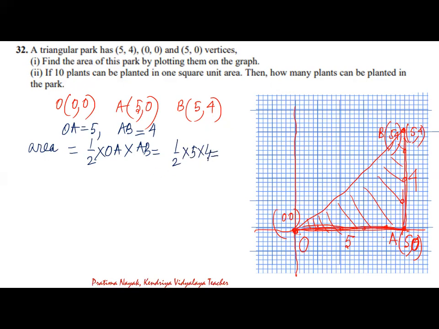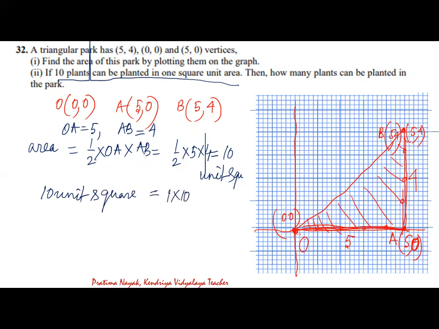How much will it be? It will be 10 square units. So 10 plants can be planted in 1 square unit. If it is 1 square unit, it can be 10 plants. So for 10 square units, how many plants? 10 into 10, how much? 100. 100 plants are possible.